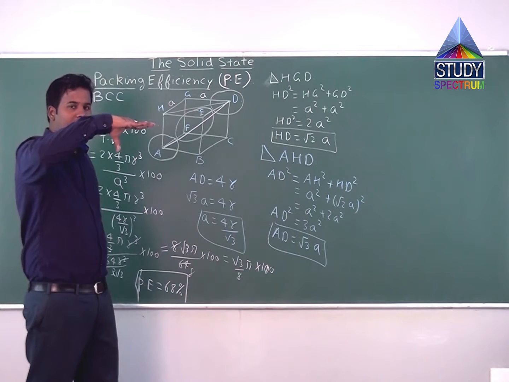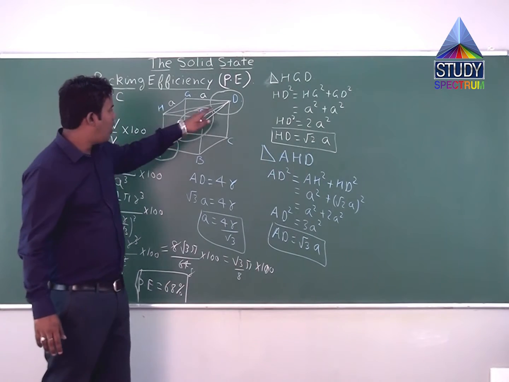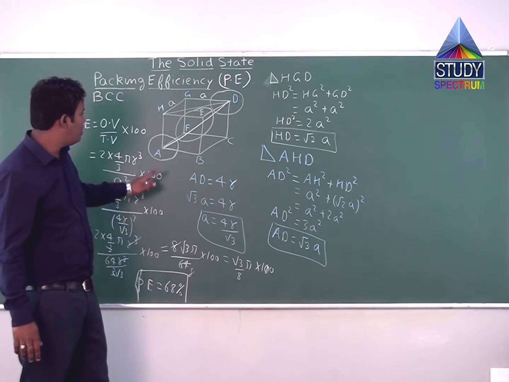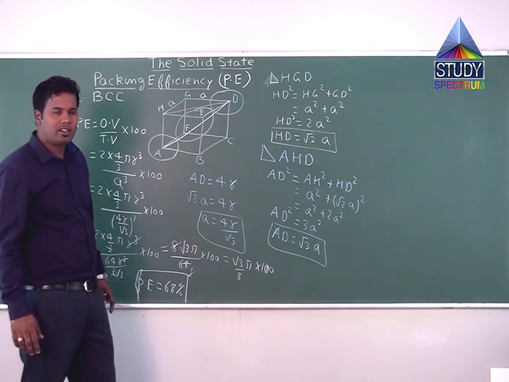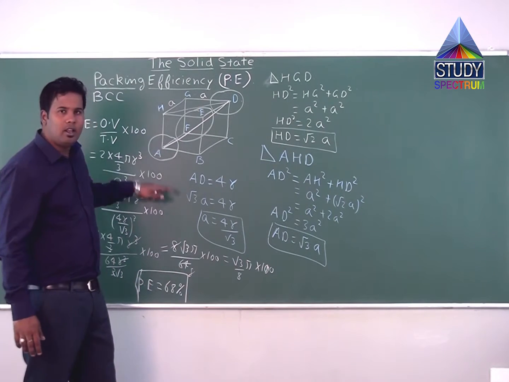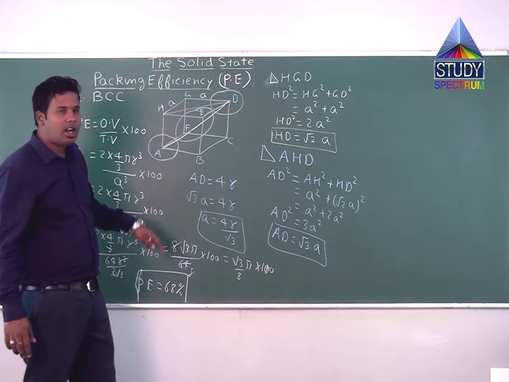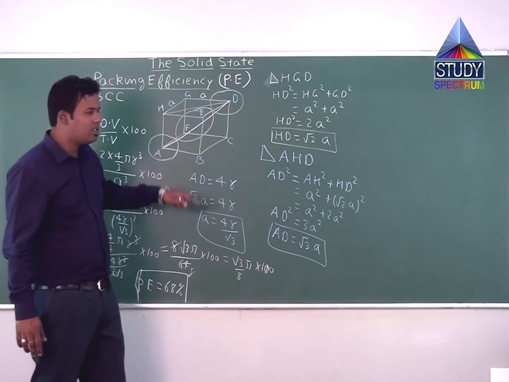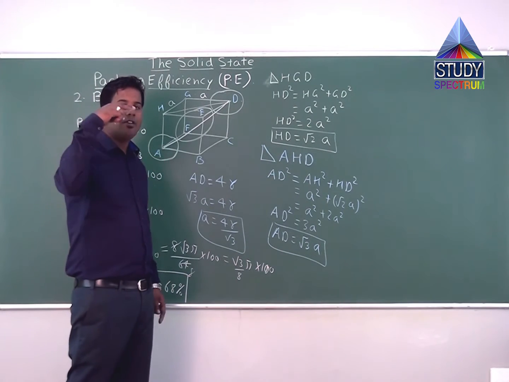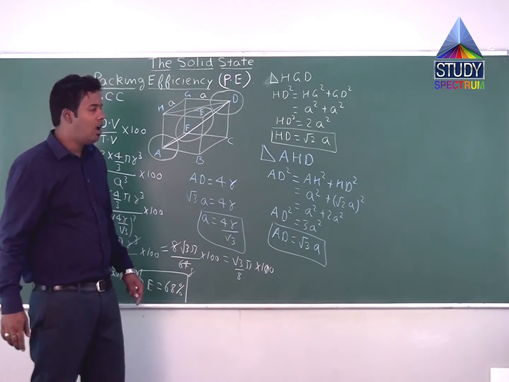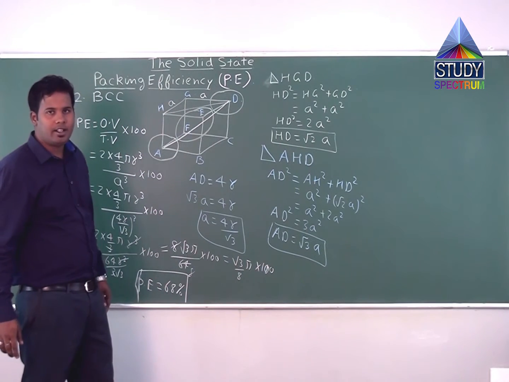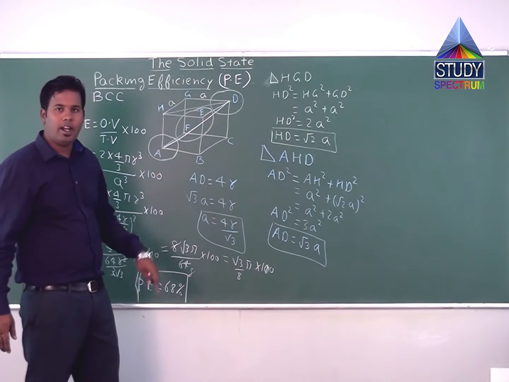Now since it is a right angle triangle, this body diagonal is also the hypotenuse of this particular right angle triangle AHD. Applying Pythagoras theorem in this triangle, AD square is equal to AH square plus HD square, where HD is the face diagonal of the top face and AH is one of the edge lengths. AD is one of the body diagonals.